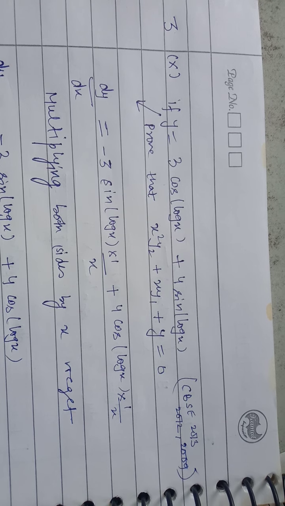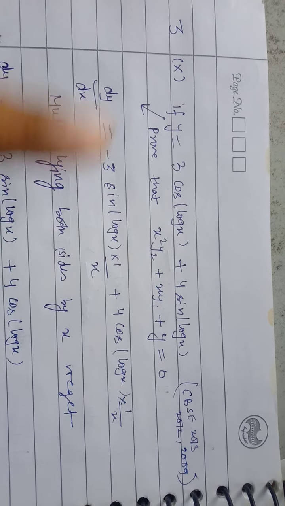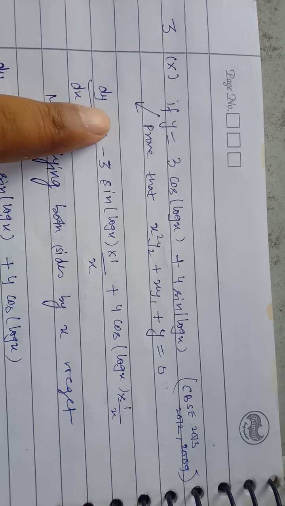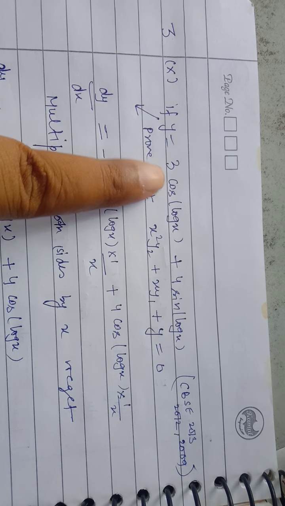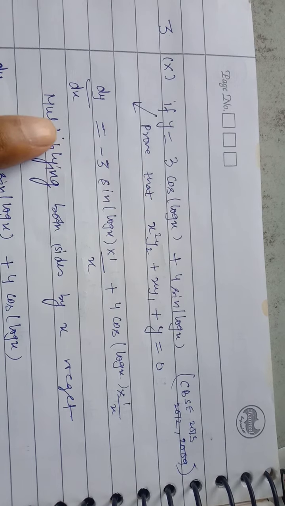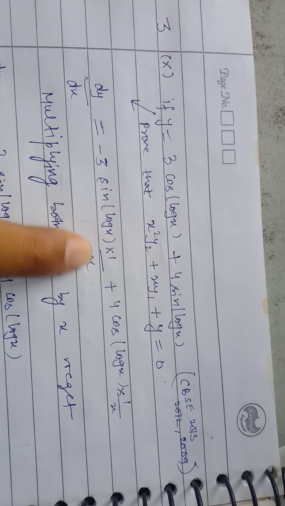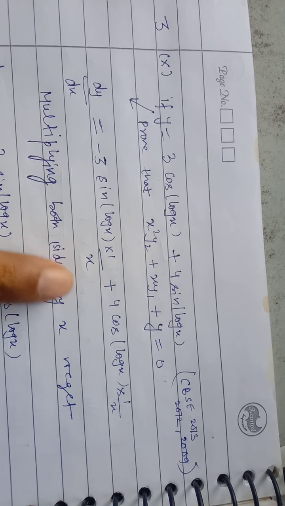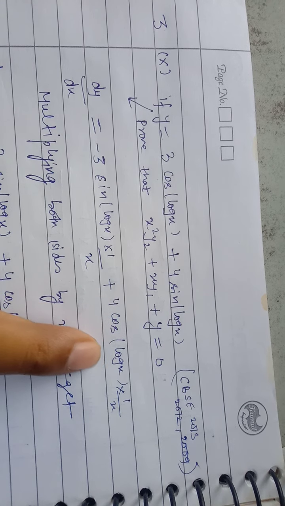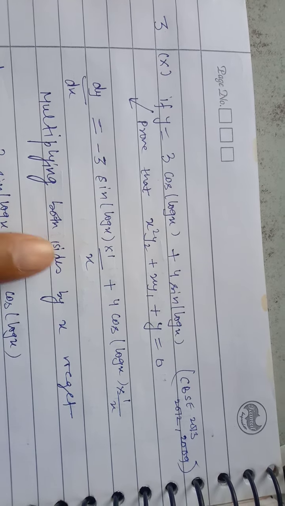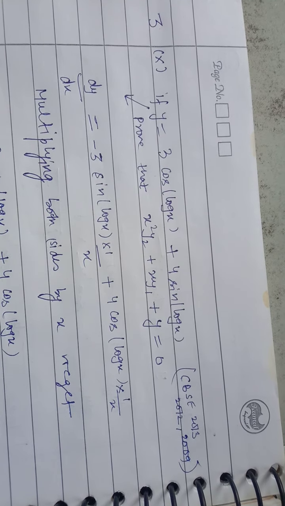So here we want to find out the double derivative. For finding the double derivative, we have to find first the single derivative. So differentiating with respect to x, dy by dx: the derivative of 3 cos(log x) is minus sin(log x), and the derivative of the angle log x is 1 by x. Similarly, plus 4 into the derivative of sine, which is cos(log x), and the derivative of log x is 1 by x. So from here we can take the LCM, or multiply the whole equation by x.